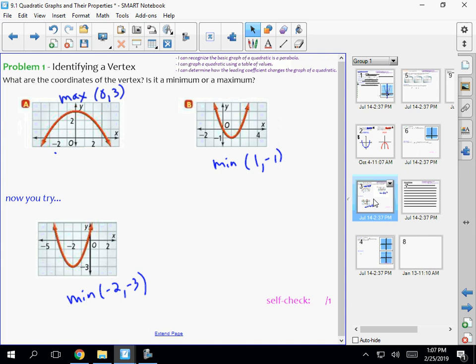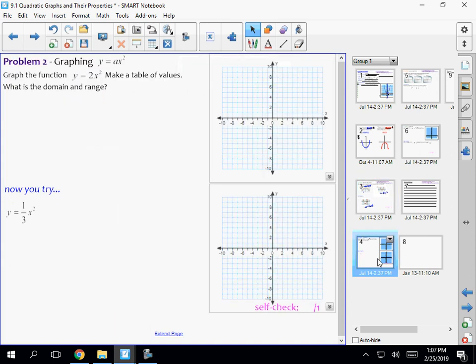So the goal for this, at least in this lesson, we're going to be graphing quadratics that don't have a middle term. We'll get into some that have a middle term in the next section, and I'll show you how to calculate the vertex. But here we're going to graph the function y equals 2x squared.